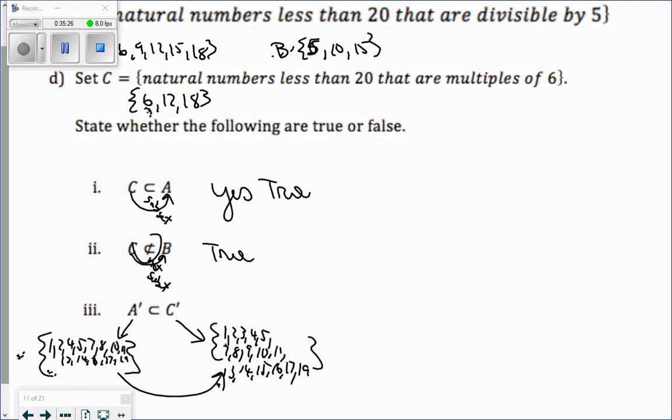Unless I did it wrong. Did I do that right? I think I did. So this is true. Right? So all of this is in all of that. So subset's like saying inside of. Is all of this inside that?